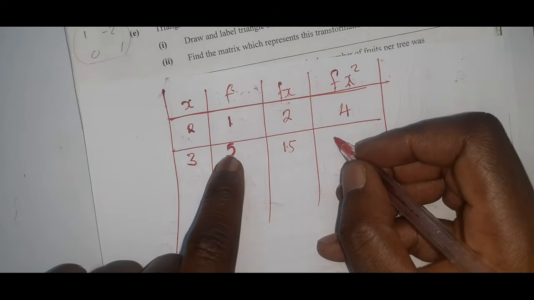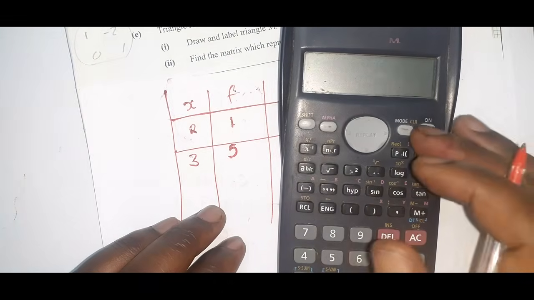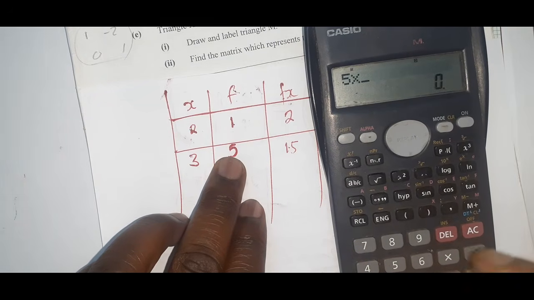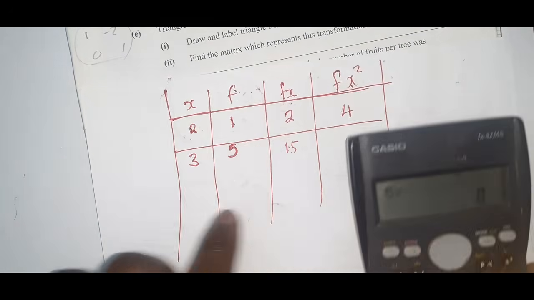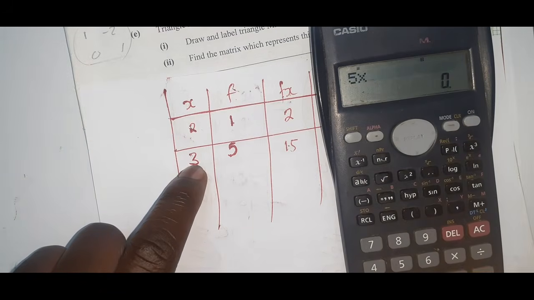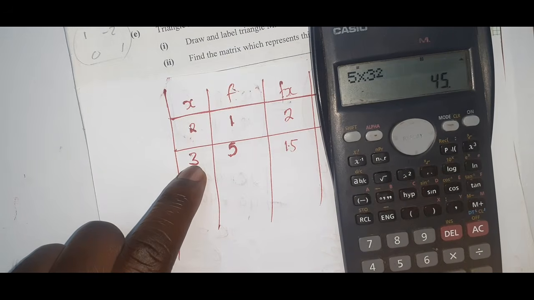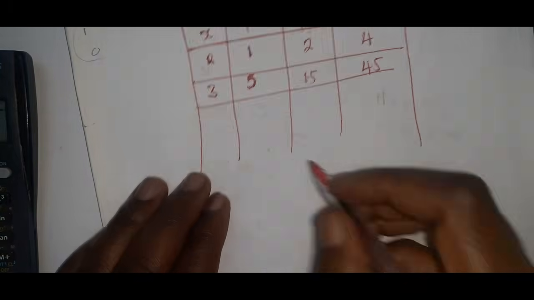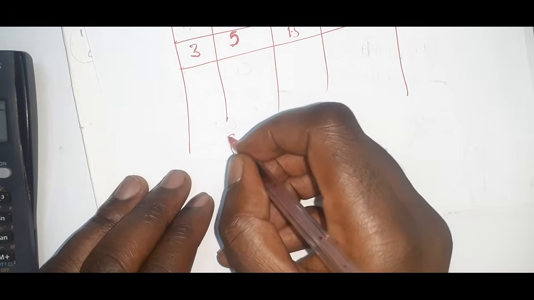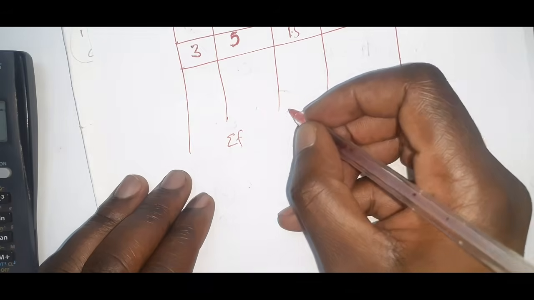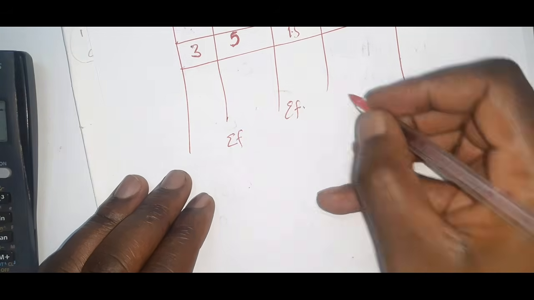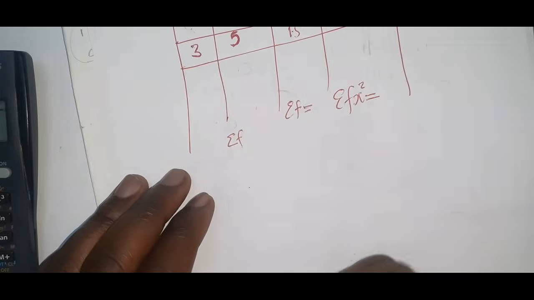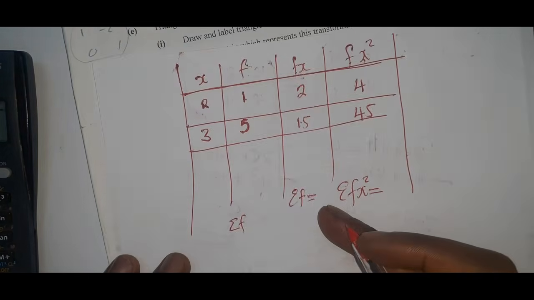Then here we do the same thing. 5, which is our f, multiplied by x squared. Our x is 3. So you say 3 squared, what do you get? 45. You go on and on like that until here you get the summation of this part. You also get the summation of this part and the summation of this one. These are the ones that we want. So go on and finish this process.